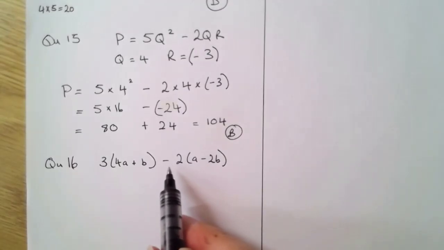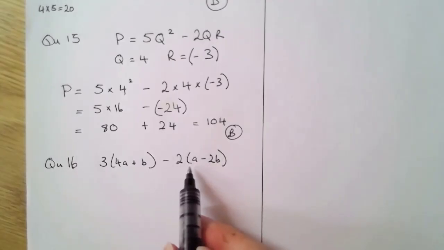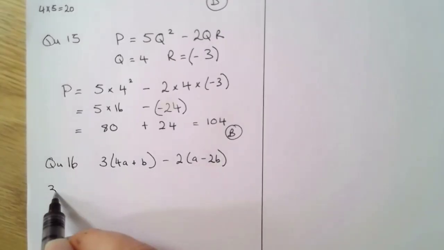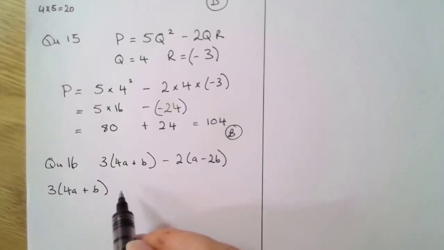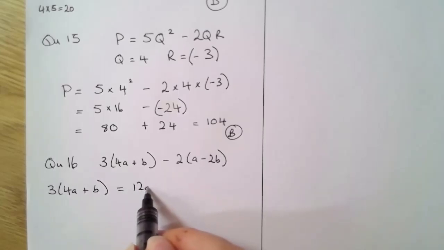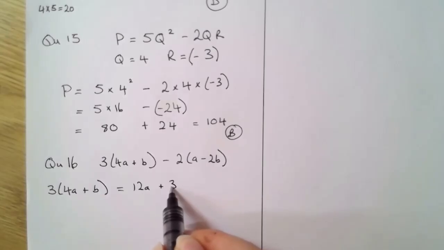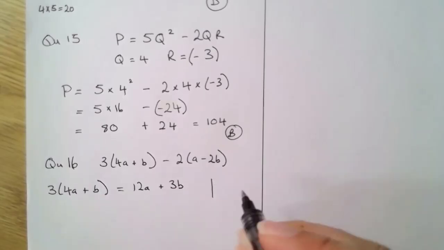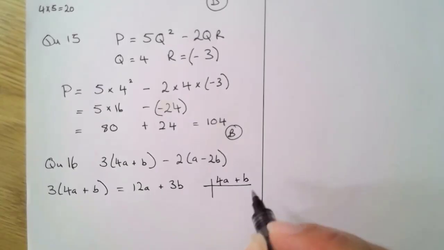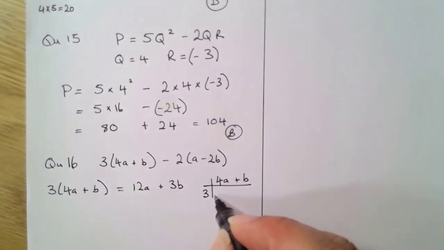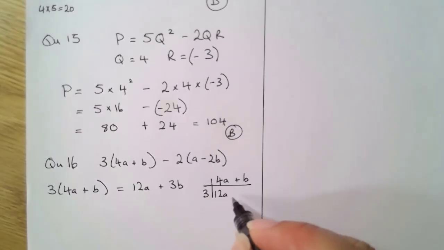This negative is going to cause us a big problem, so I'm going to do these two separately. I'm going to do 3(4a + b). I'm going to expand this, which will give me 12a + 3b. Use a grid if you need to. 3 times 4a is 12a. 3 times b is 3b. So this is the first one.